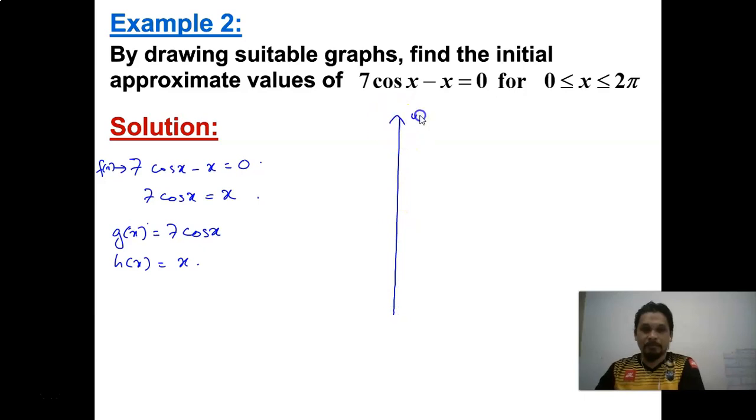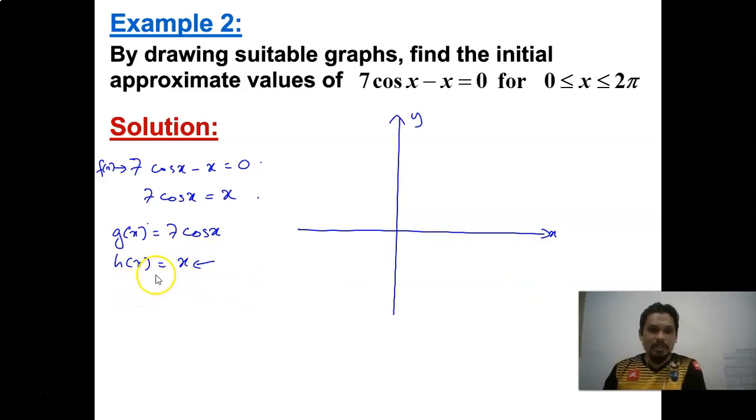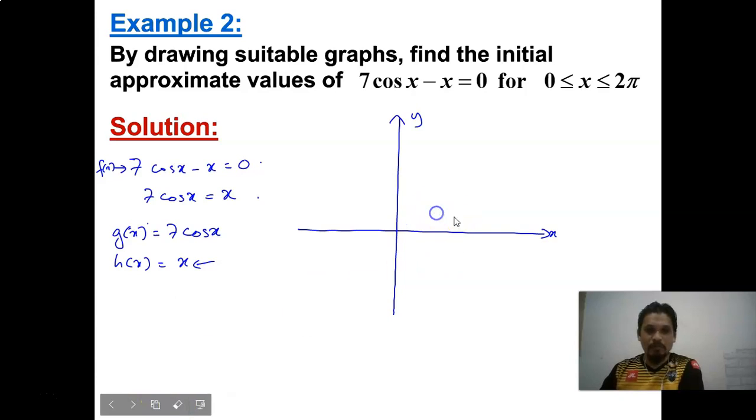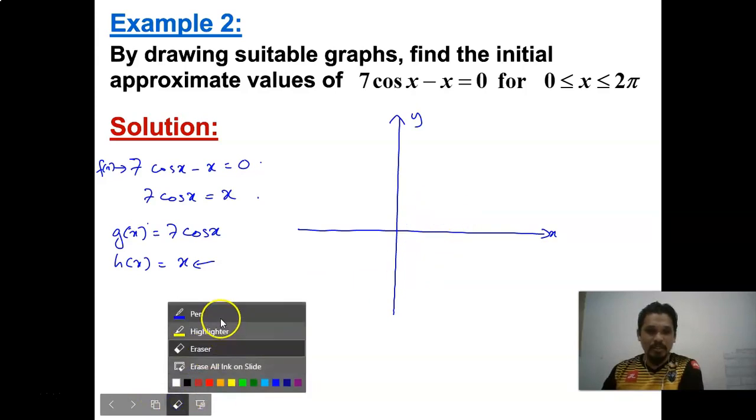Okay, y and x. So the first, which I think is the easiest one here, is h(x) equal to x, or y equal to x, meaning that the graph should be something like this. It is 45 degrees from between the x and also y axis.